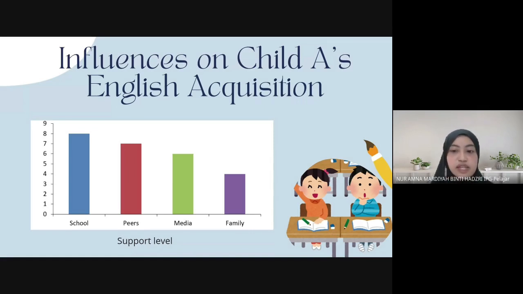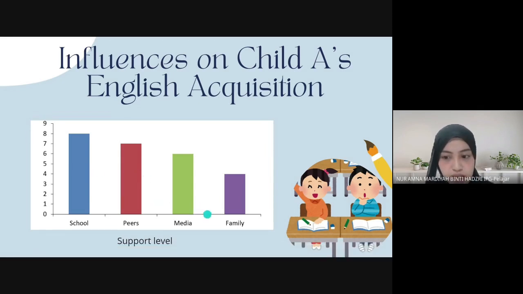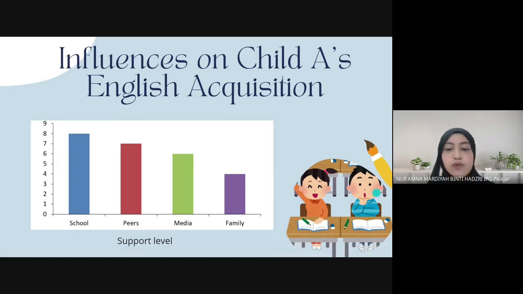This chart visually represents the different sources of language support for Child A. The school plays the largest role, followed by peers and media. Unfortunately, family support is less active. This could be due to their limited English proficiency in the family and the community. So these visuals reinforce the need to promote more home-based English activities and increase parental engagement.